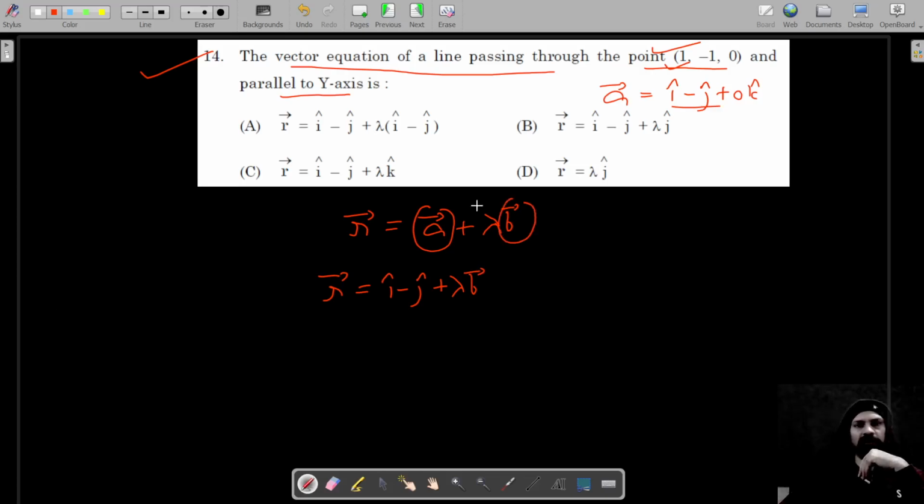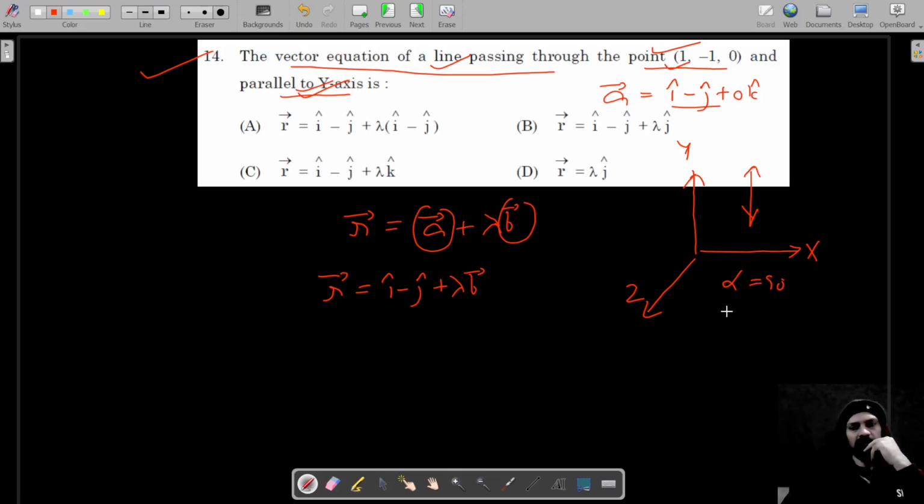Now this b vector is the vector which is parallel to the line, and the line is parallel to the y-axis. So if this line is parallel to the y-axis, it is perpendicular to the x and z axes. The angle with the x axis is alpha, which is 90 degrees. The angle with the z axis is gamma, which is 90 degrees. So this is parallel to the y axis, and the angle with the y axis is 0.